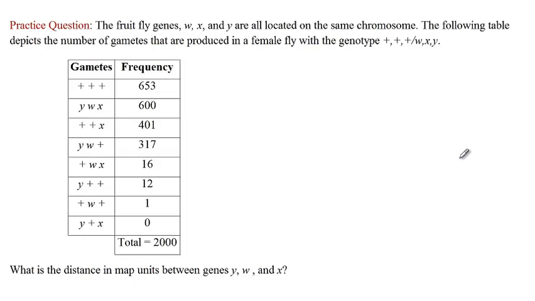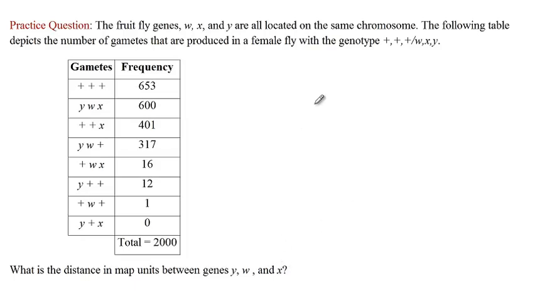So here there is a practice question that tells you the fruit fly genes W, X, and Y are all located on the same chromosome. The following table depicts the number of gametes that are produced in a female fly with the genotype +++ and genotype WXY. So these are our parental genotypes. What is the distance in map units between genes Y, W, and X?